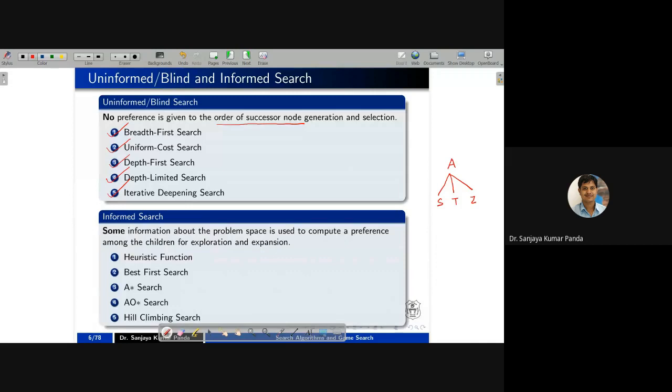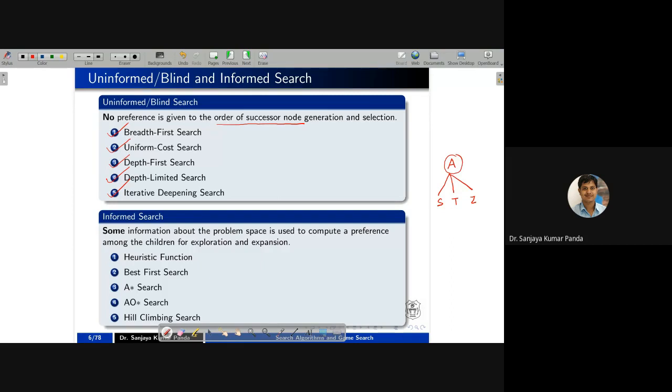Now come to informed search. Let us see how an informed search strategy is different from an uninformed search strategy. If you go for informed search, some information about the problem space is used to compute a preference among the children for exploration and expansion. Take the same example. If I expand A, I get S, T, and Z. So whether to give priority to S or T or Z, you have some information.